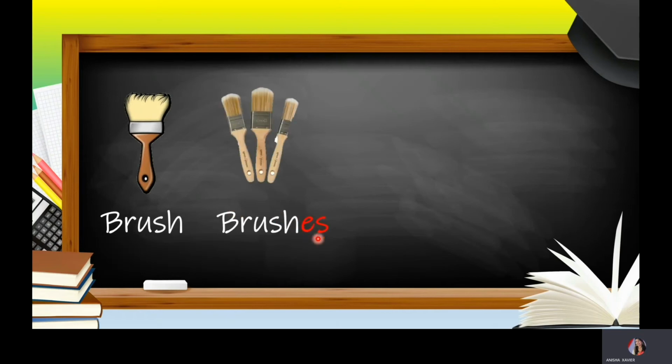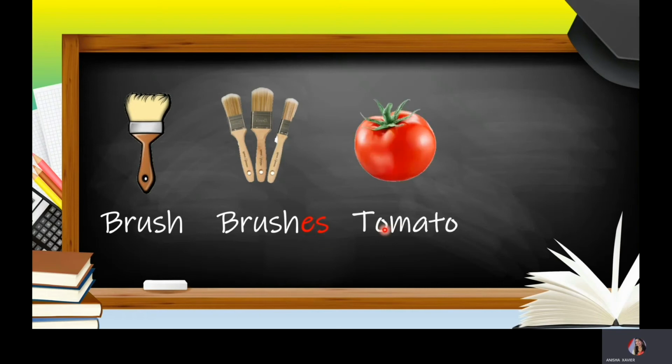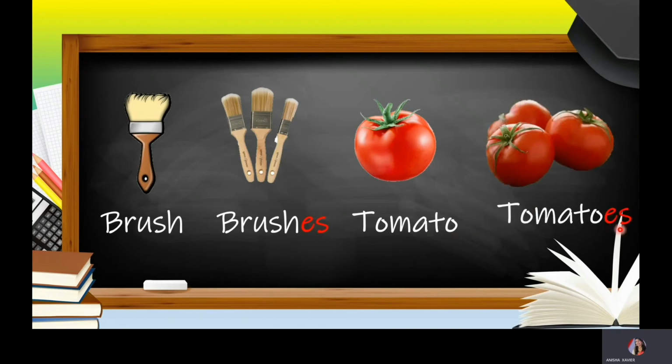Okay? So let's move on to the next example. Brush. The word ends with sh. So what would be the plural form of this? Yes, brushes. So here you are going to add es. Very good, girls. Now let's move on to the next example. Tomato. Here also we had said, when the word ends with the letter O, what will we add in the end in order to change it into the plural form? Yes, es. Very good, girls.